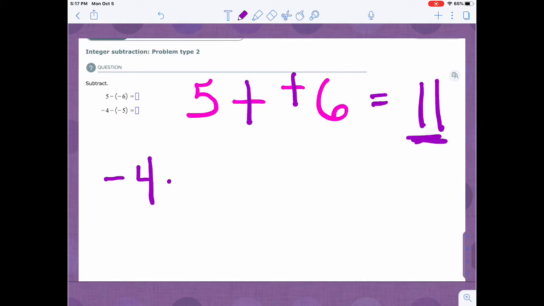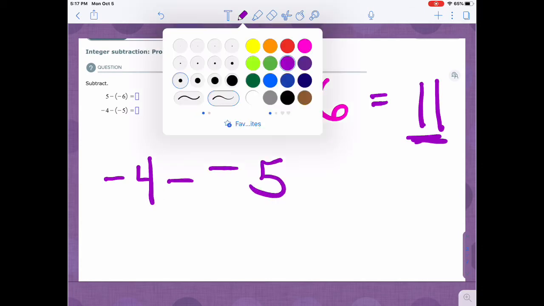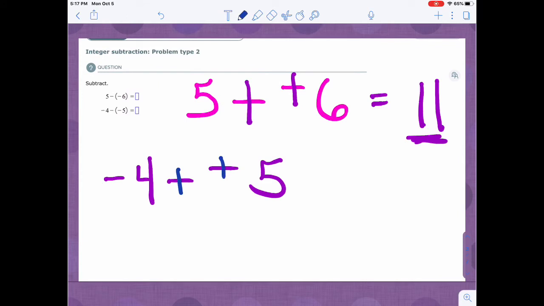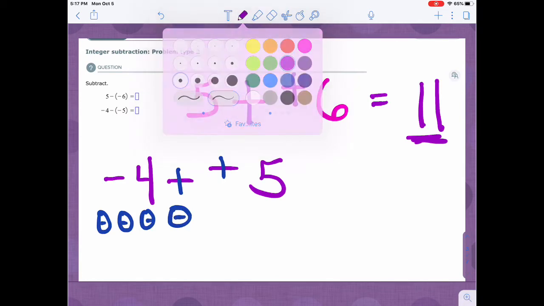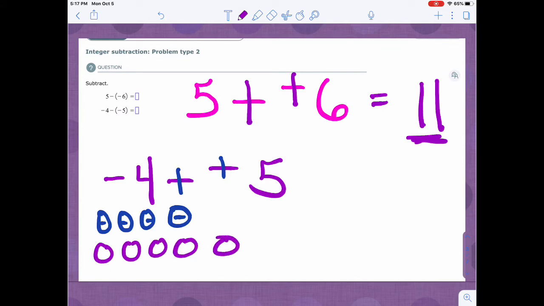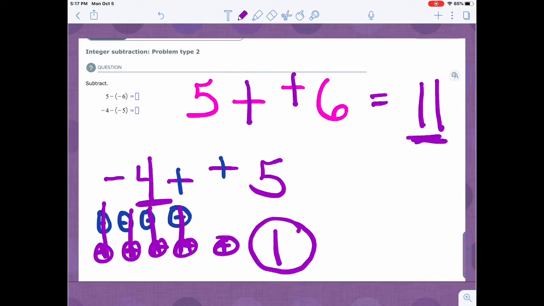4 minus a negative 5 is 4 plus a positive 5. And now I have difference again. 1, 2, 3, 4 negatives. And I have 5 positives. Cancel, cancel, cancel, cancel. Notice that I have 1 positive left. Or I could have said 4 and 5 are different signs, so I'm going to subtract. Look at the bigger number to get the sign. And we never have to put a plus in front of our positive number.